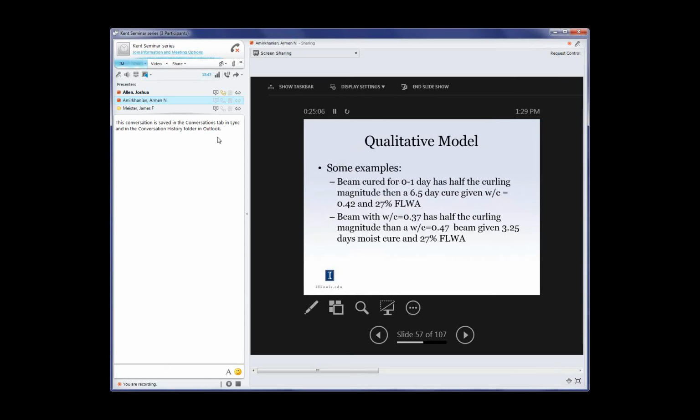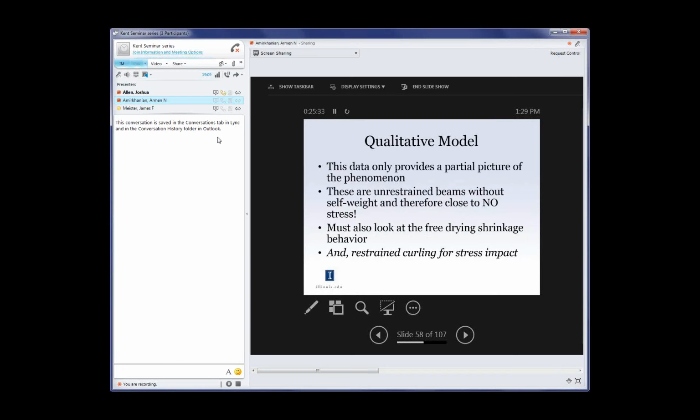So just some examples from this model. If you cure a beam for 0 to 1 day, it has about half the curling magnitude as the same beam cured for 6.5 days. And if you have a water cement ratio at 0.37, which is the lower end, it has about half the curling behavior as 0.47, which is at the high end, keeping the other two things constant.